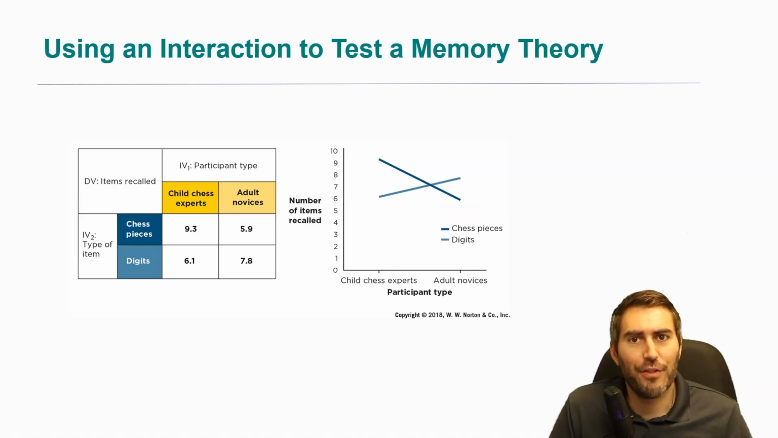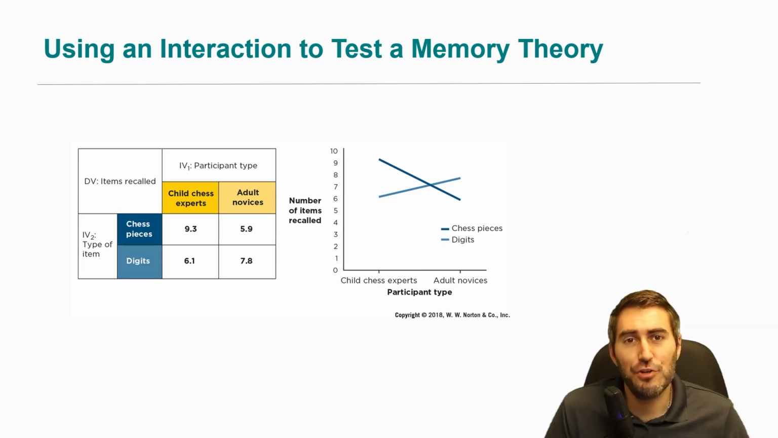Let's now look at our other example on memory. In this study, the researchers used a factorial design to test their theory about why memory develops with age. The results showed that the interaction of the two independent variables in the study, here participant age and type of item, was once again predicted by the theory that children's memory capacity can be better than adults when they know a lot about the topic.